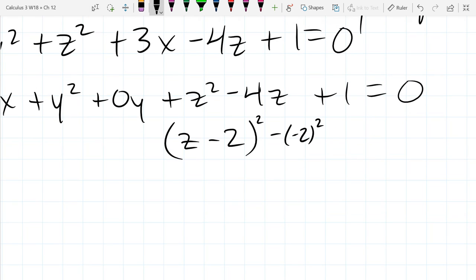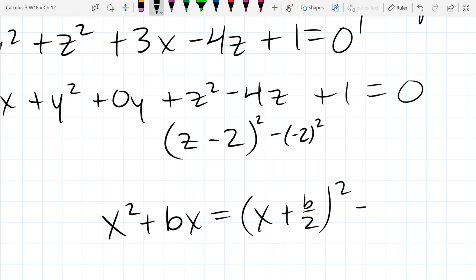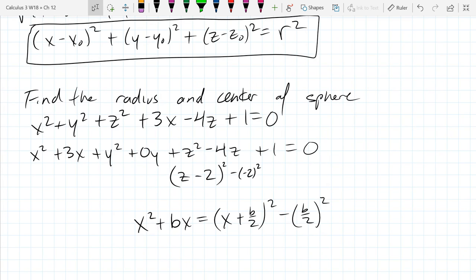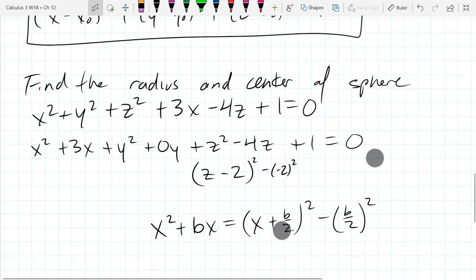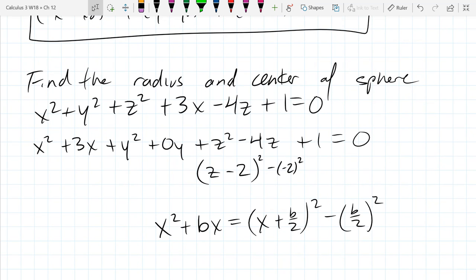Right. That is completing the square. And if you don't remember completing the square, it's right there. So that's completing the square. So I know the z coordinate of the center is 2, the y coordinate of the center is 0, and the x coordinate of the center is almost 1/2, or 1.5. I think it'll be negative 1.5. But we'll finish this tomorrow.